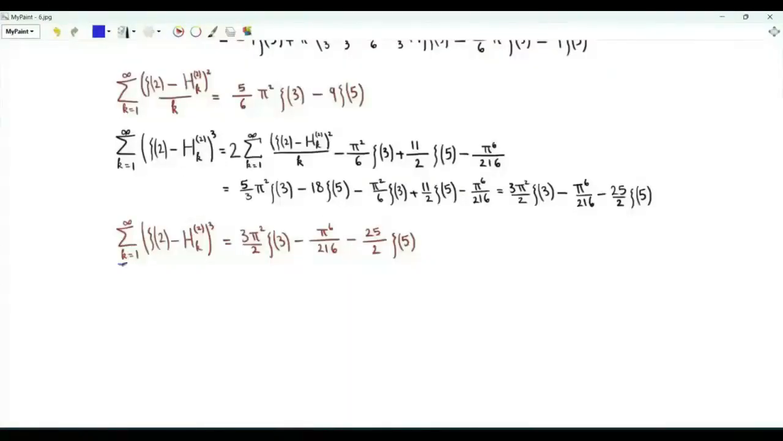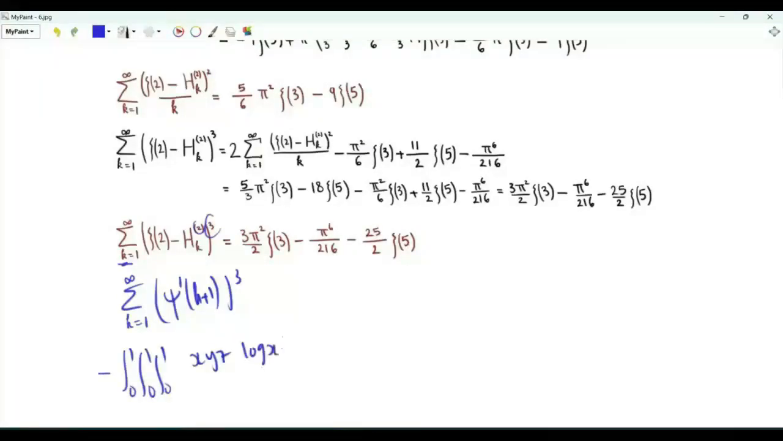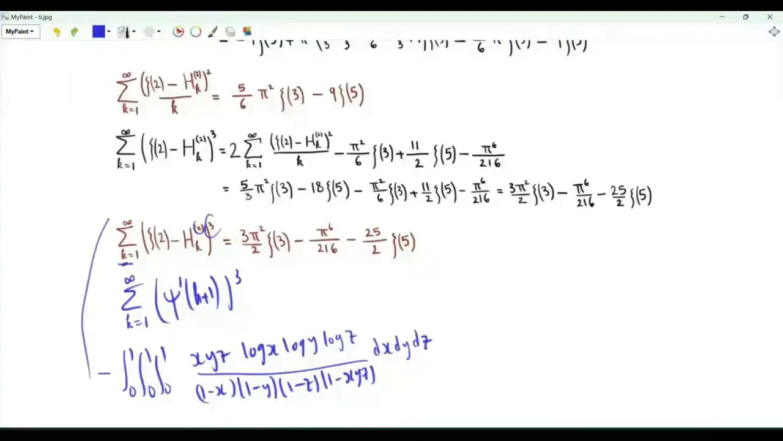Combining all results, we get that the summation over positive integer k of the cube of zeta of 2 minus the kth generalized harmonic number of order 2. This sum, which is also equal to summation k from 1 to infinity of the cube of trigamma of k plus 1, and which is also equal to minus the triple integral over the unit cube of x, y, z, log x, log y, log z, over 1 minus x, 1 minus y, 1 minus z, 1 minus xyz. These are equal to 3 pi squared zeta of 3 over 2 minus pi to the power 6 over 6 cubed minus 25 zeta of 5 over 2.